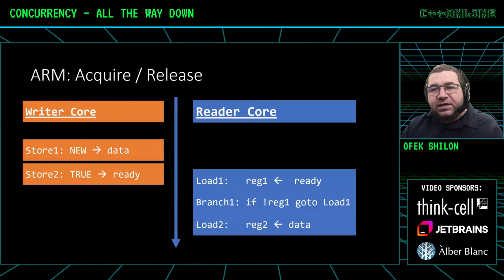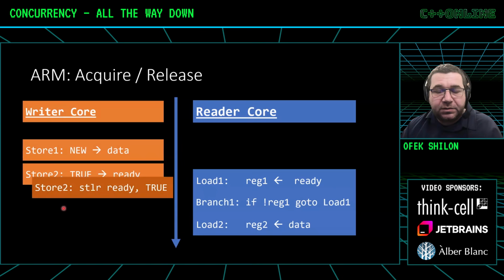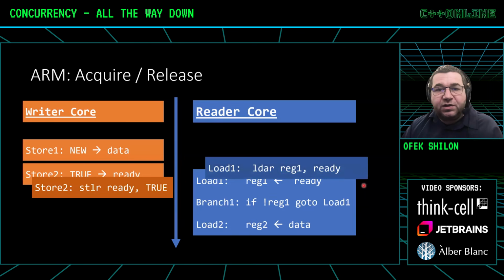So now we have what we need to fix our toy reader-writer program to run successfully on ARM, at least at the assembly level. The writer core can't do a regular write to ready. It needs to do a store release, to ensure the prior write to data is made visible before the write to ready is. The reader core can't do a regular read of ready. It needs to do a load acquire read to ensure that the later load of data cannot be reordered to before the load of ready.